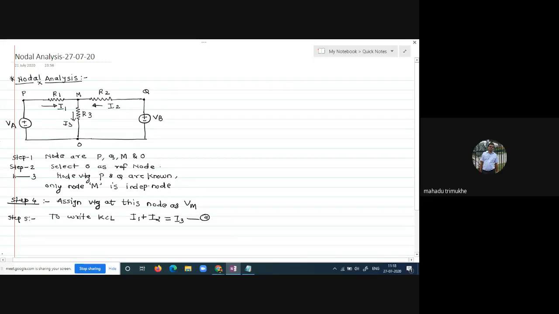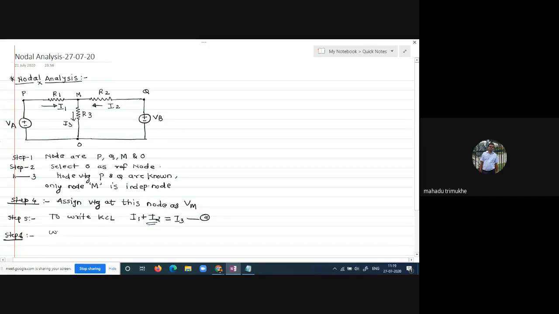Write KCL equations for all independent nodes. You see here we have to apply KCL to independent nodes. The step number six is what? Step number six is, rewrite the KCL equations you have obtained in step number five in terms of node voltage. Means rewrite these KCL equations, whatever we are getting in step number five, in terms of node voltage.